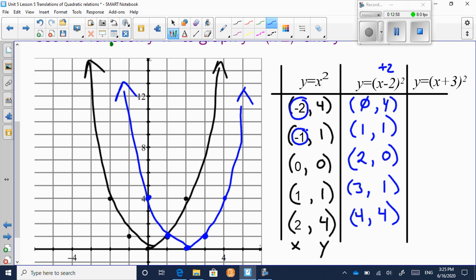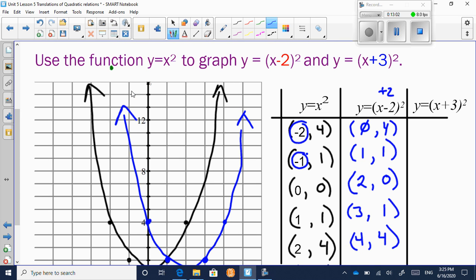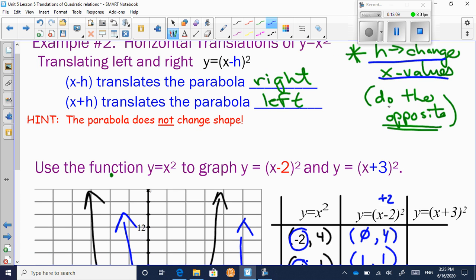The shape hasn't changed, but notice what's happened. I've just moved it to the right, I've moved it to the right 2 units. Now, I know it says negative there, but you've got to remember that you do the opposite.